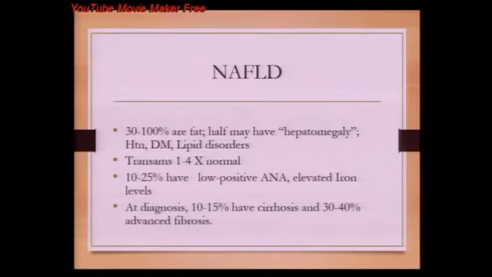These are patients that often have hypertension and diabetes, lipid disorders, the so-called metabolic syndrome. Their transaminases may be quite normal or just slightly elevated. I would say the range is maybe 1 to 4 times normal. It's usually 1.5 times normal, something like that. They may have some things that distract you. They may have a little bit of autoimmune marker. They may have a little bit of iron level elevation that might make you think about other conditions for a while.